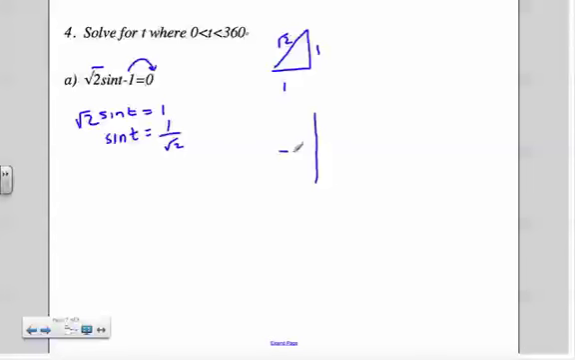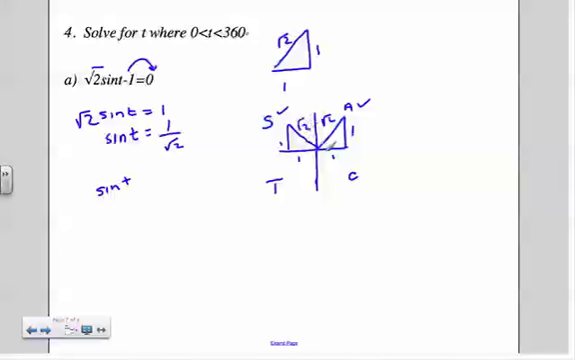Now, this is where the CAST rule, which was talked about earlier in the content, comes in handy. CAST is C-A-S-T, and it tells us which values are positive. So all of them are positive here, and sine is positive here. For our question, sine is positive. So that means my triangle could be in quadrant 1, or it could be in quadrant 2. 1, 1, root 2, 1, 1, root 2. So I know this is 45. So one answer for t is 45 degrees.